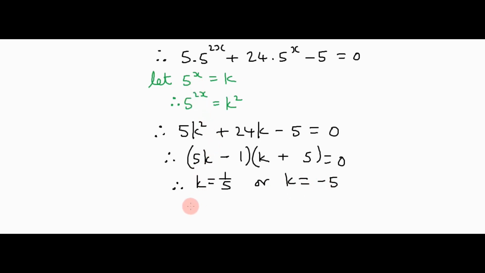We can bring back our x's. k was equal to 5 to the x. So 5 to the x is a fifth, which I can write as 5 to the negative 1, or 5 to the x equals negative 5. This solution will be invalid. There's no solution here, because once again, no positive number raised to any power can give us a negative answer. And in the first equation here, we see that x is equal to -1.